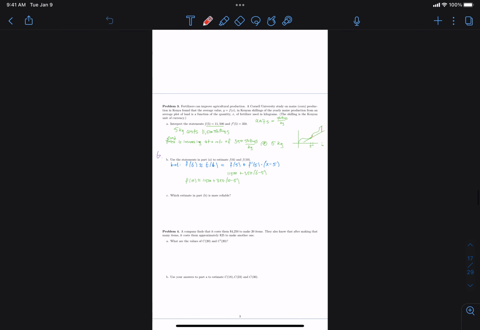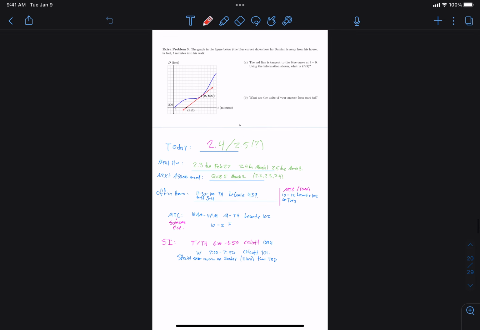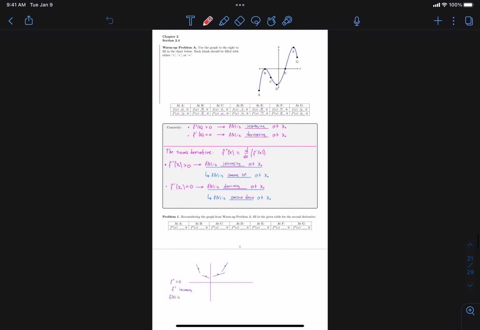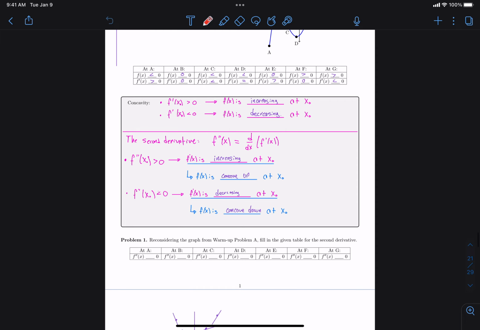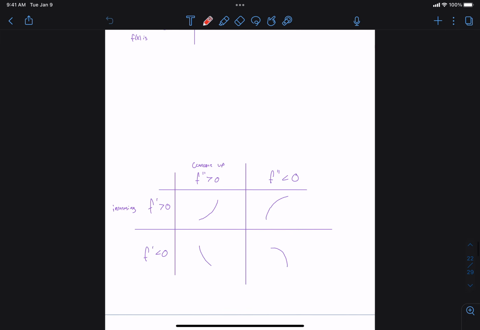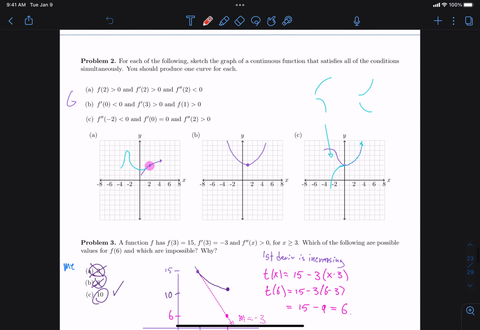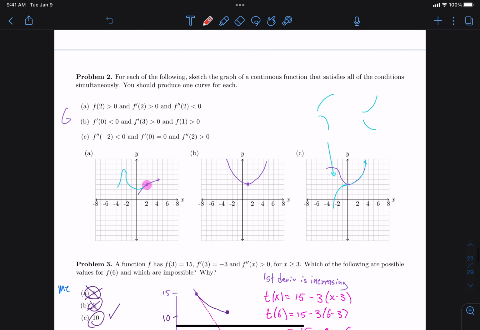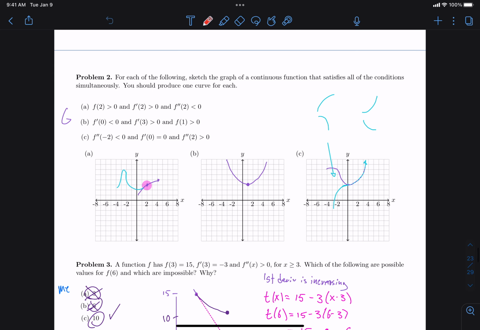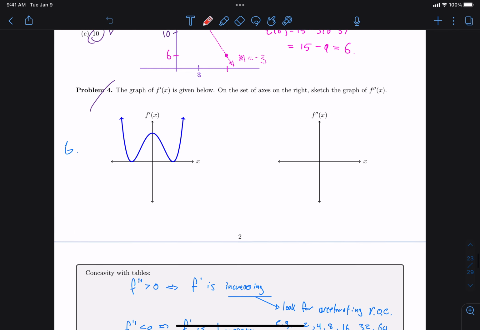What else? And then, okay, concavity is also in there. So second derivative, positive, negative. How to make the graph of a function whose first and second derivatives satisfy certain properties.